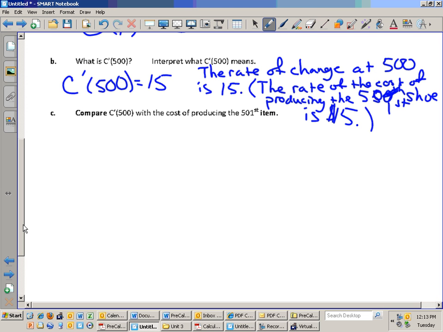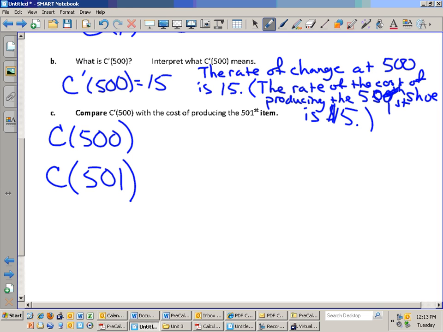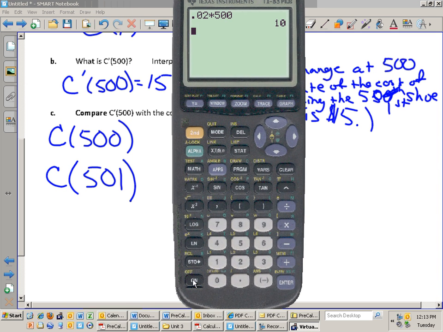So here's what I want to do. I will actually find out that change. What is the cost of 500 and what is the cost of 501? And hopefully that change, that increment, should be really close to 15. So I'm going to go straight to my calculator. I'm going to go to y equals, and I'm going to type in 10,000 plus 5x plus 0.01x squared. And so I have this cost function right there.